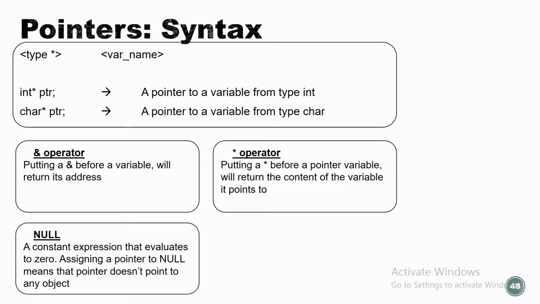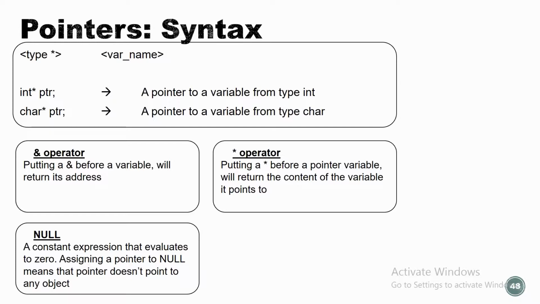So let's look at the syntax. The syntax is pretty simple. Let's say we want to have a pointer to an int. The way we do it, we write int, put an asterisk after it, and then give it a name. So a pointer to a variable of type int will be int asterisk ptr. A pointer to a variable of type char will be char asterisk ptr.